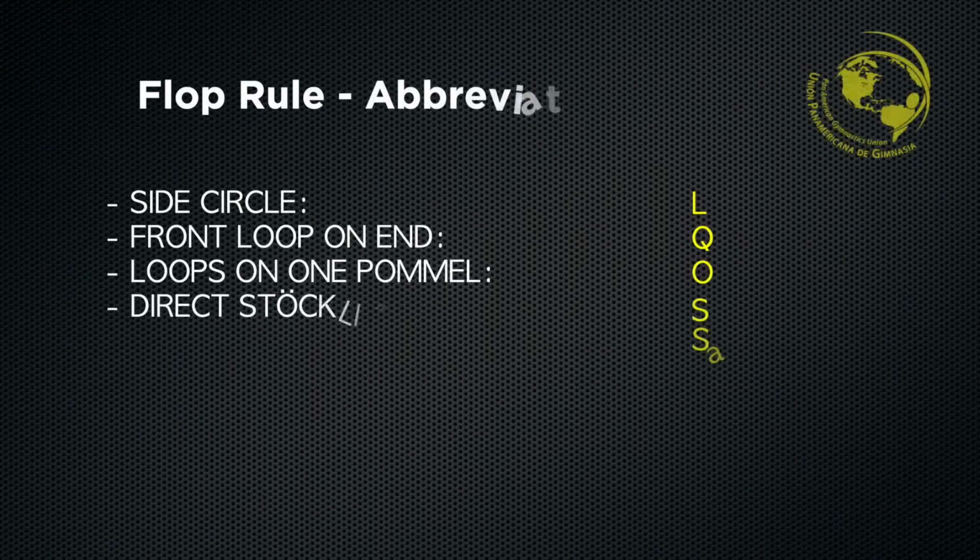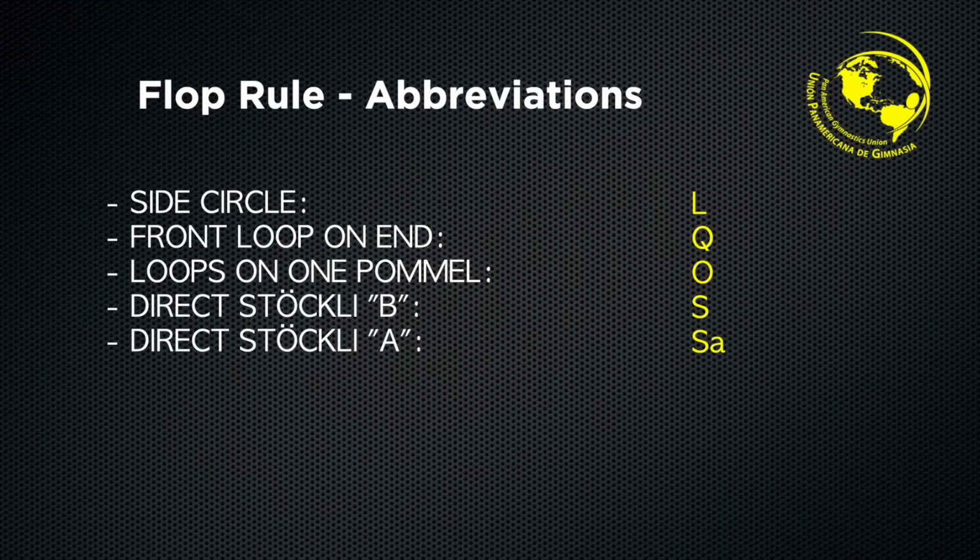Some abbreviations that we're going to use in this video. These are not official, just for practical purposes. A side circle is going to be identified as an L, a Q for the front loops, an O for loops on one pommel, an S for Stockley B, and an S with an A for the Stockley A's.